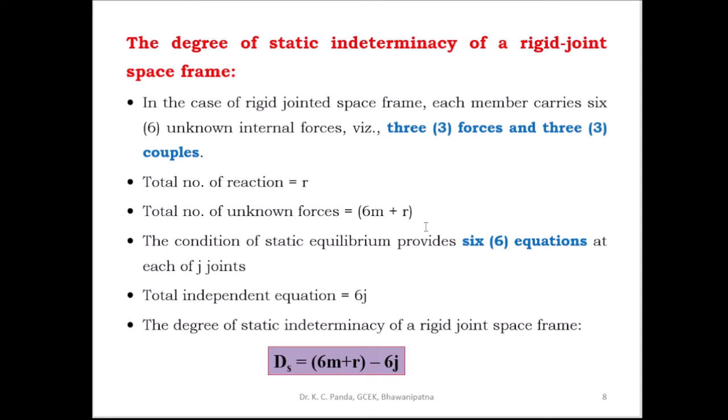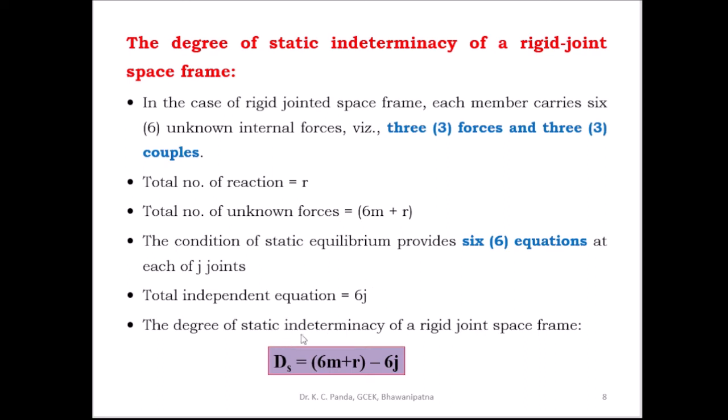Then in the case of a rigid jointed space frame, at each joint there are 6 conditions of static equilibrium equations. At each joint there are 6 equations available. So the total number of independent equations is equal to 6 into j.